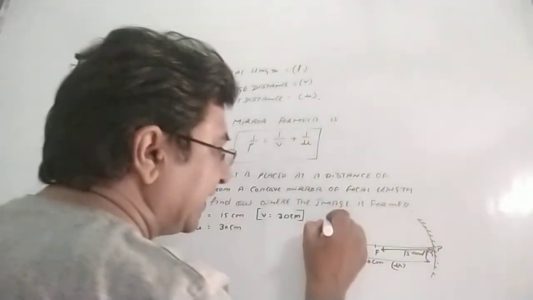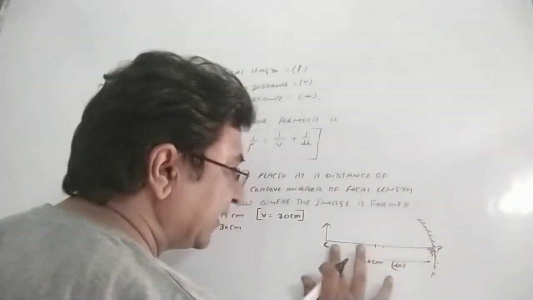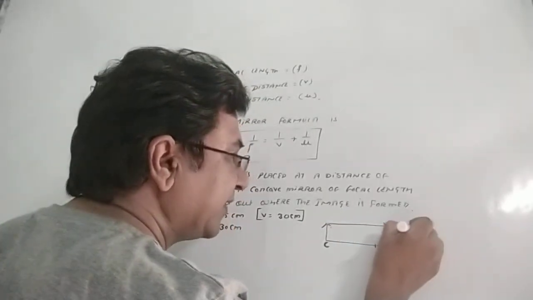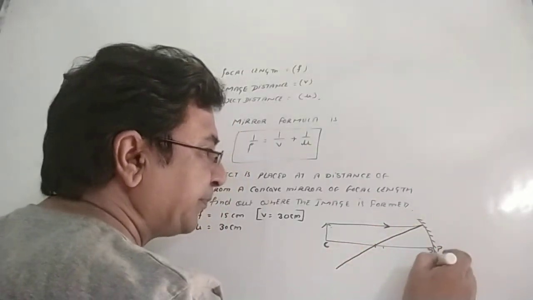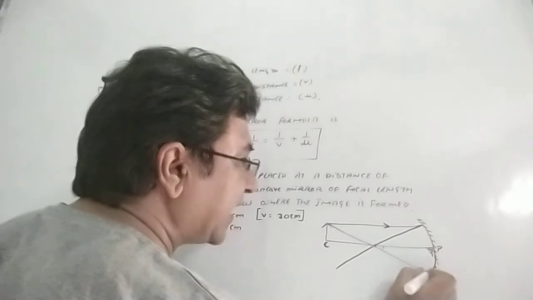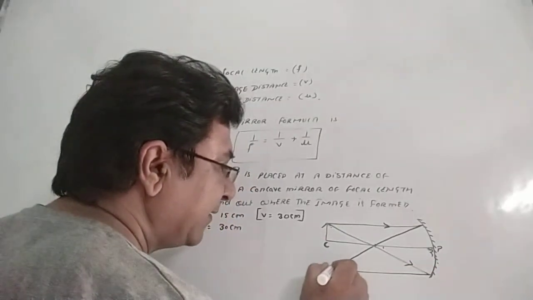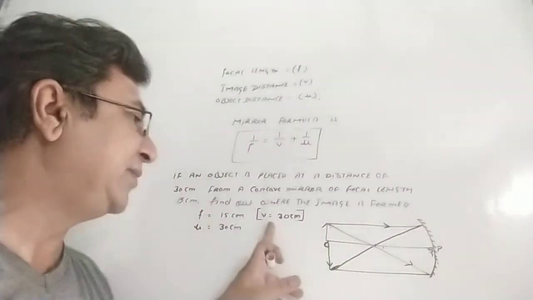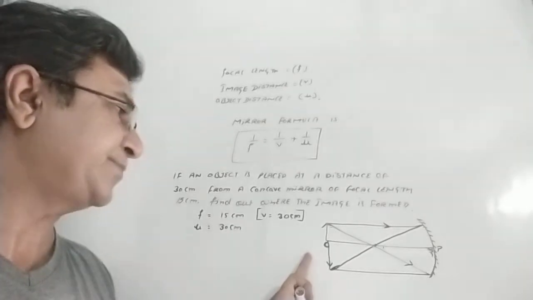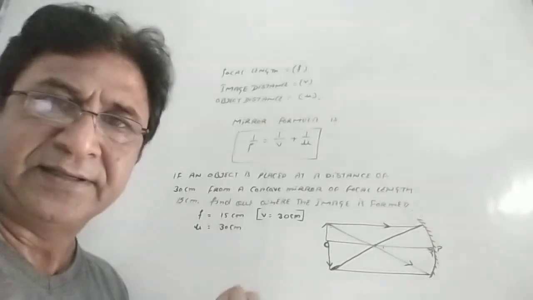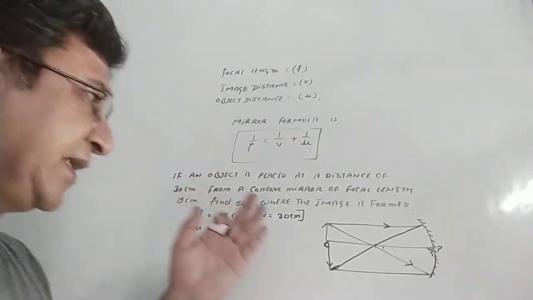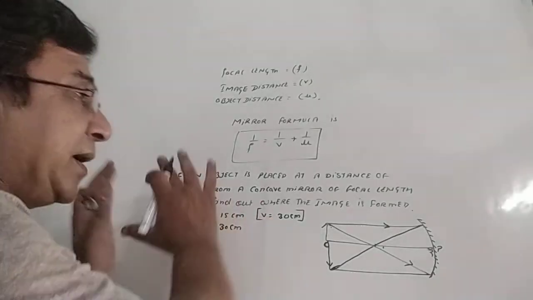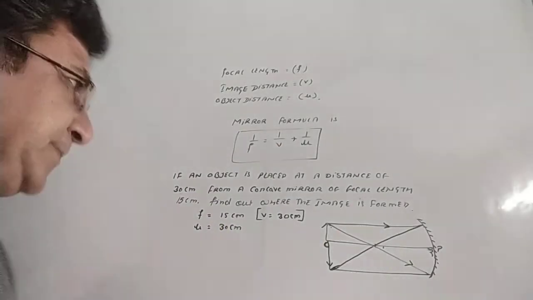Correct? Because we have seen, I'm removing this so that we can make a rough ray diagram. A ray which is parallel to the principal axis passes through the focus after reflection. A ray which passes through the focus goes back parallel after reflection, and this way the image will be formed at 30 centimeter. So my V will be 30 centimeter. I already know that the image formed will be real, inverted and of the same size. These are the characteristics of the image formed when the object is placed at the center of curvature. So by knowing the ray diagram, you already know the answer.